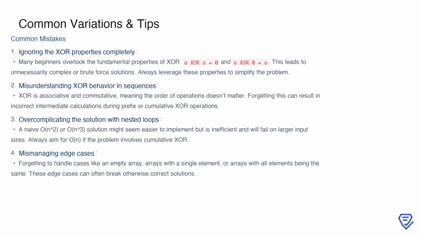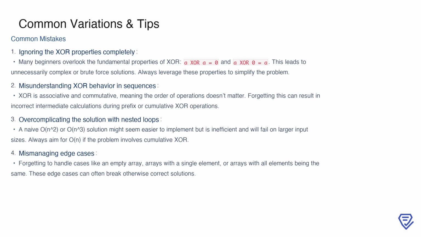When tackling XOR problems, it's crucial to avoid common mistakes that can complicate your solution. First, many beginners ignore the core properties of XOR, such as A XOR A equals 0 and A XOR 0 equals A. These properties are foundational and can greatly simplify your logic. For example, you can use them to cancel out duplicate elements or reduce operations.